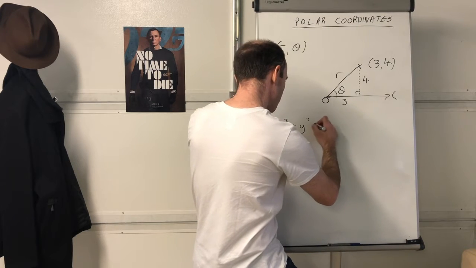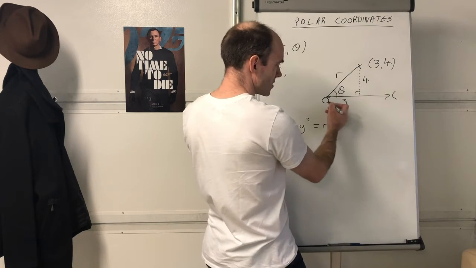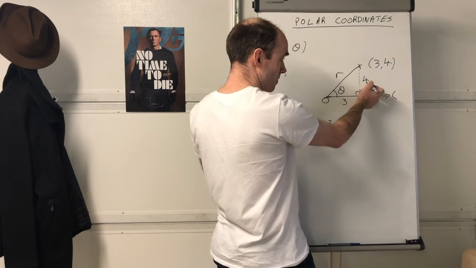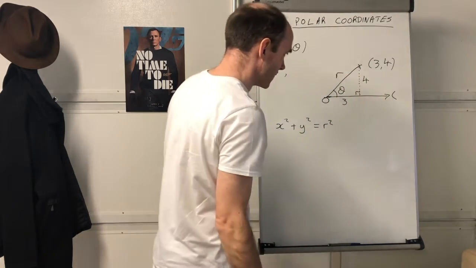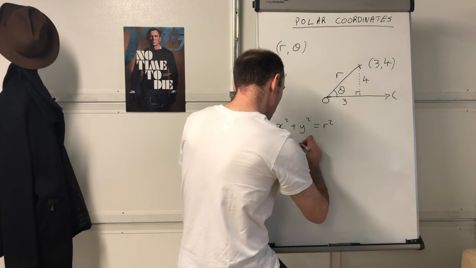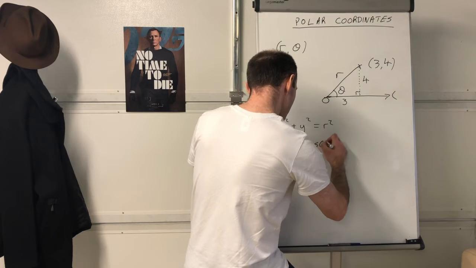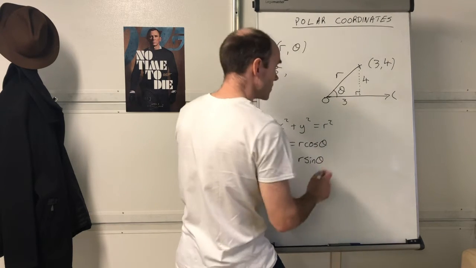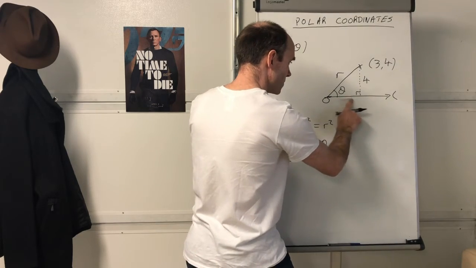In general, I'm going to write a generalisation here. You've got x squared plus y squared equals r squared, because that is your x value, and that is your y value, so x squared plus y squared equals r squared. Also, in general, you can write down that x is equal to r cos theta, and y equals r sin theta.